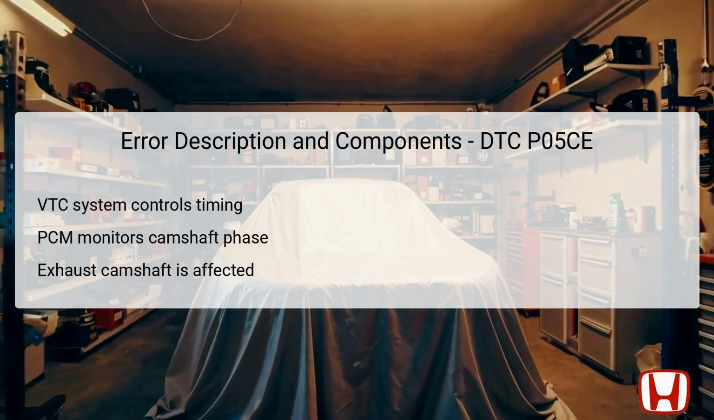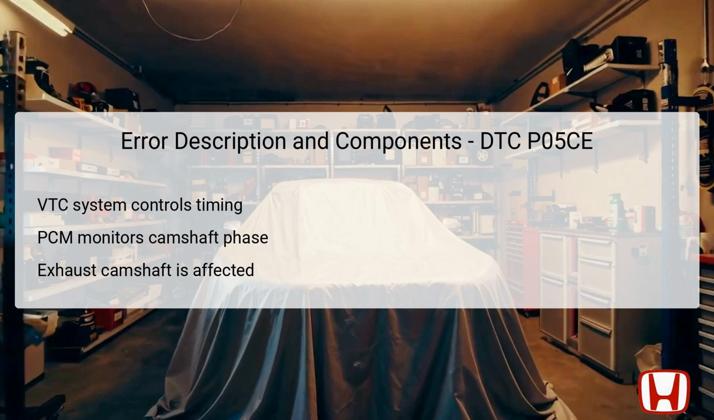The PCM, or powertrain control module, serves as the brain of the vehicle's engine management system, continuously monitoring the status of these components. This code often indicates that the phase difference between the commanded position and the actual position of the exhaust camshaft is out of specification, leading to potential performance issues.